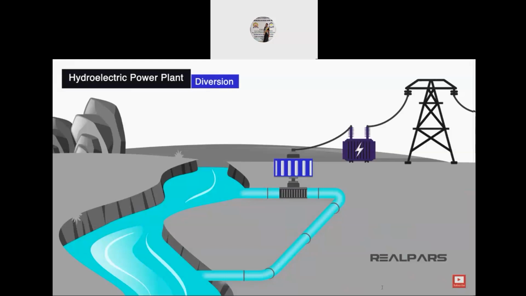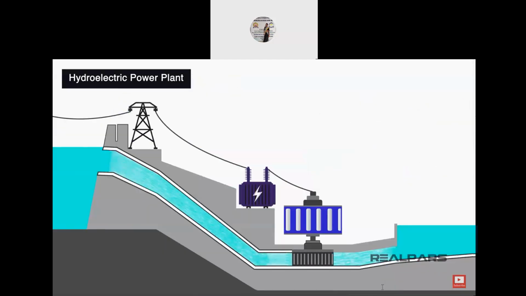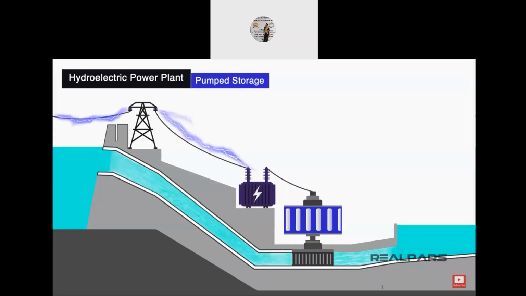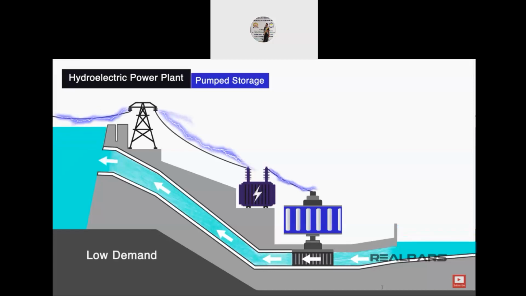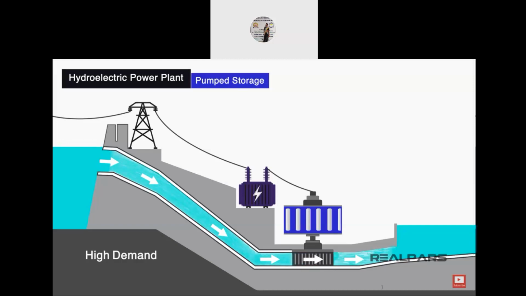Next up, we have diversion. A diversion is fairly similar to an impoundment facility, but may not need the use of a dam, but works by channeling a portion of a river through a canal or a penstock. The last type of hydroelectric power plant is pumped storage. Pumped storage stores its energy by pumping water uphill to a reservoir at a higher elevation. When there is a demand for power, the water is released from the high elevated reservoir into a lower reservoir. This generates electricity when it flows through a turbine, generating motion and electricity.